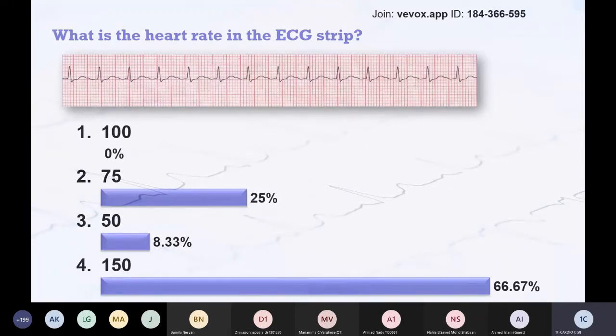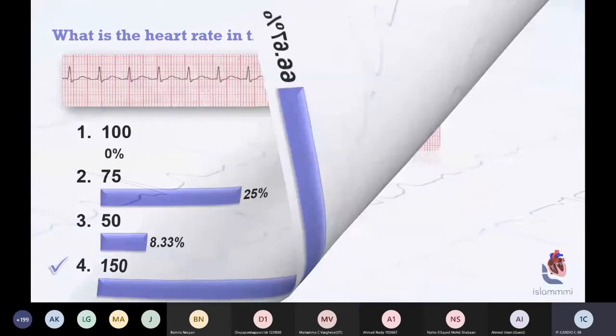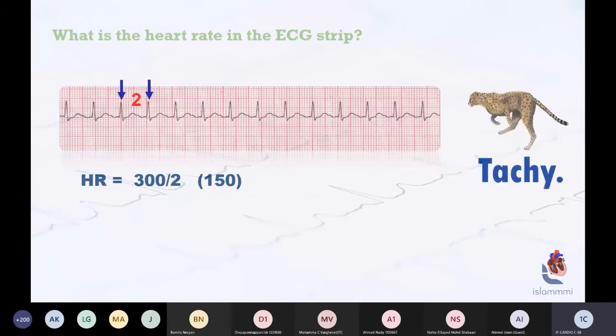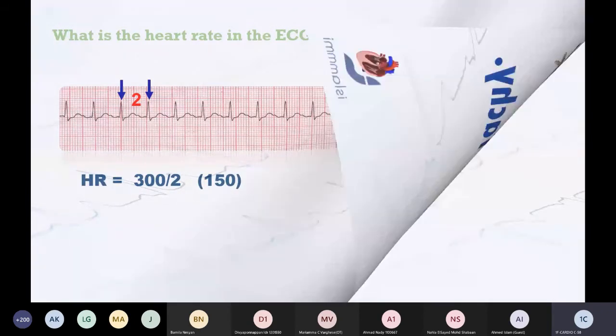So we will see the correct answer now. It's 150. So why? This is a regular rhythm. So we take one of the R waves. We check this one, it's on a heavy red line. This is the next one. How many boxes in between? Only 2. So 300 divided by 2, so it's 150. Let's take one more example.